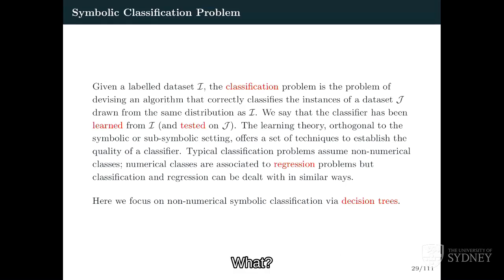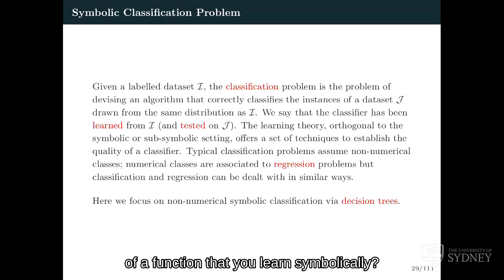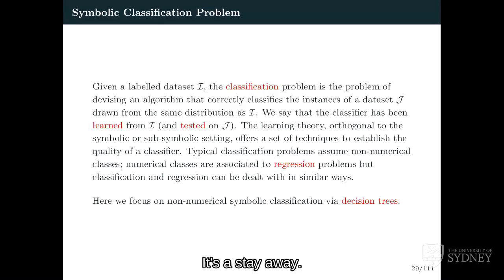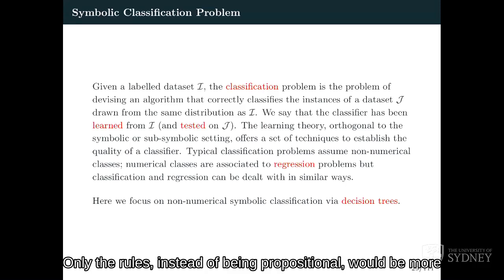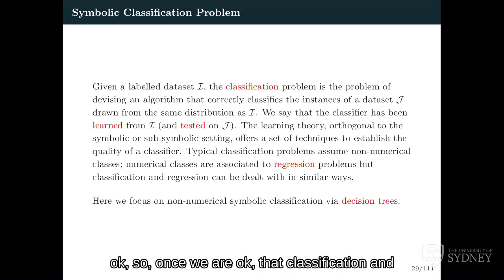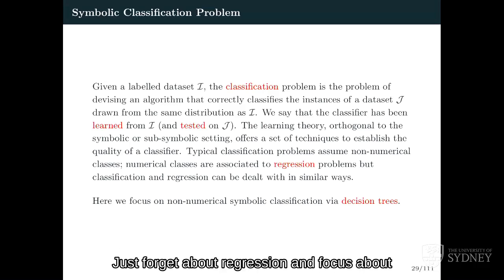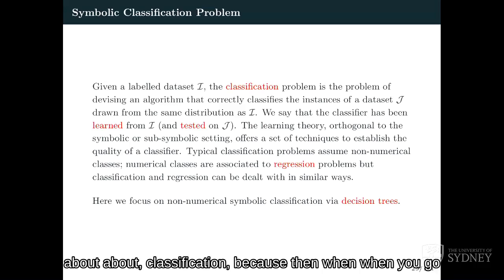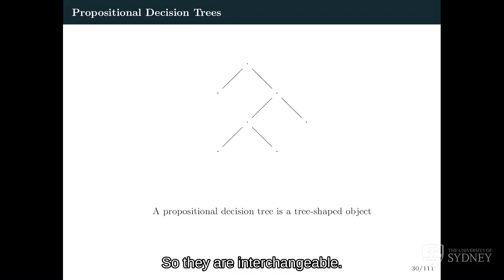What is a regression in symbols? What is the shape of a function that you learn symbolically? It's stairways somehow. This would be the same, only the rules, instead of being propositional, would be more than propositional. Once we are okay that classification and regression in this sense are the same thing, just forget about regression and focus on classification, because when we go into the algorithm, we need to use the right terminology. They are interchangeable, but I don't want to get confused here.